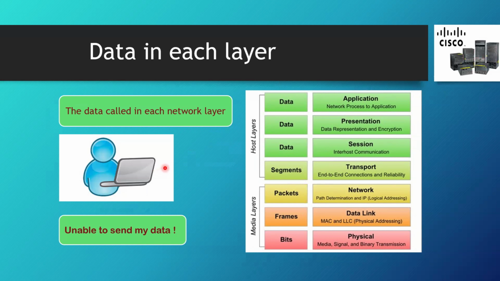When an end user wants to send some data, they can say, I can't send my email. But when you analyze that with our network model, we analyze it in this way. In the physical layer, we call it bits, which means all ones and zeros. The data link layer ensures that we have a proper MAC address and the frame is built properly, and packets are layer 3.